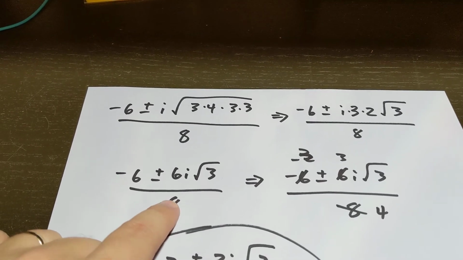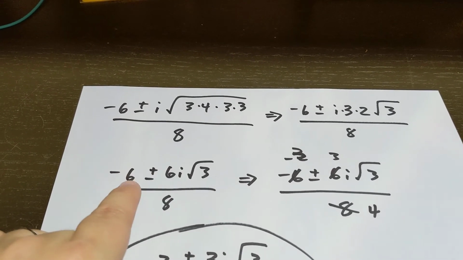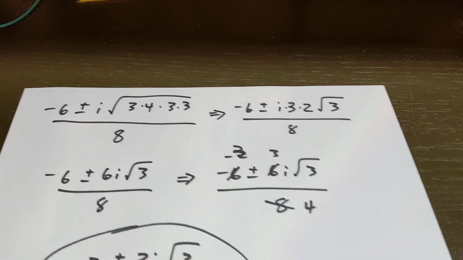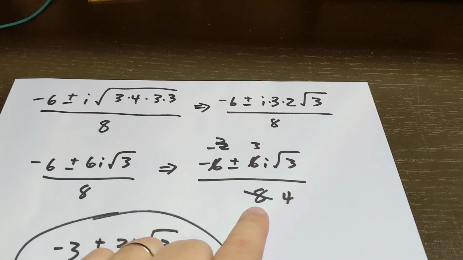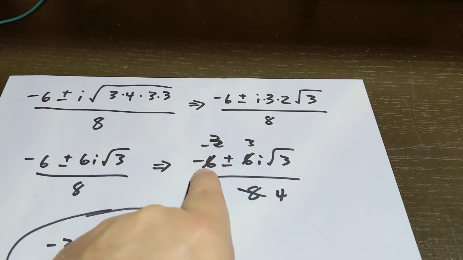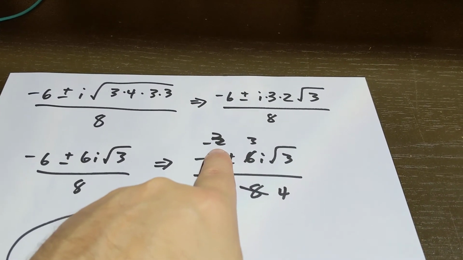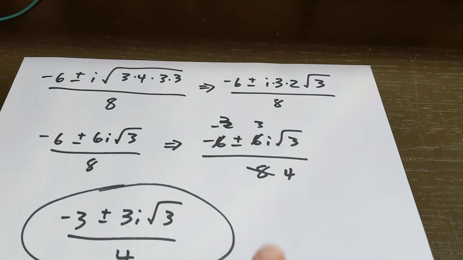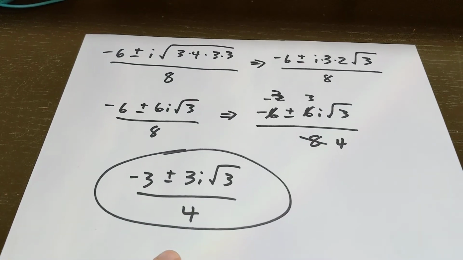But if you can take a number out of this location, that location, and this location, you should. And so I took a 2 out of each one of those. 2 goes into 8 4 times, 2 goes into 6 3 times, 2 goes into negative 6 negative 3 times. And so my final answer from this is that.